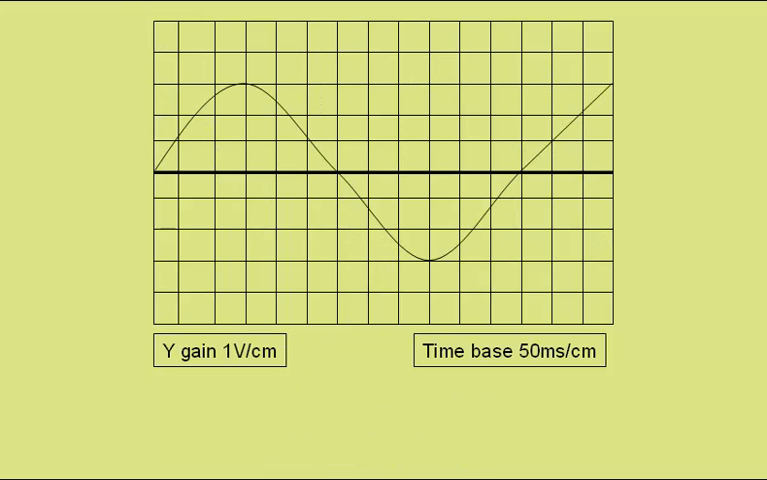Another supply now, and now the settings have changed. Now the Y gain is 1 volt per centimeter, so the peak voltage is 1, 2, 3 volts. So we can write the peak voltage 3 centimeters at 1 volt per centimeter is 3 volts.